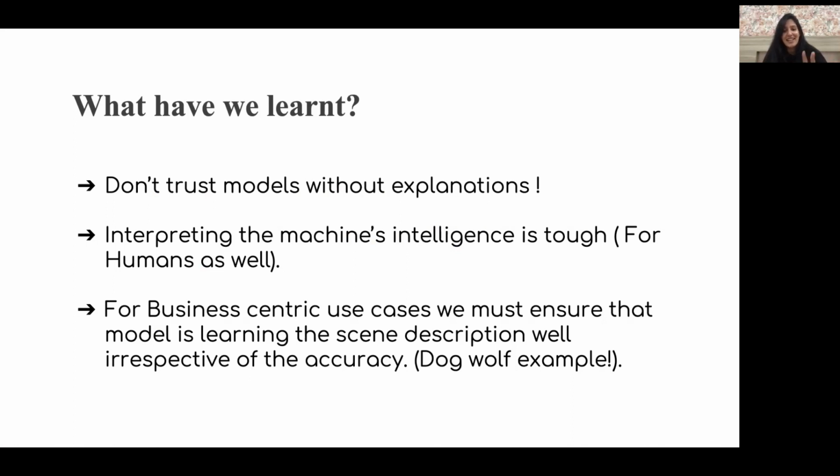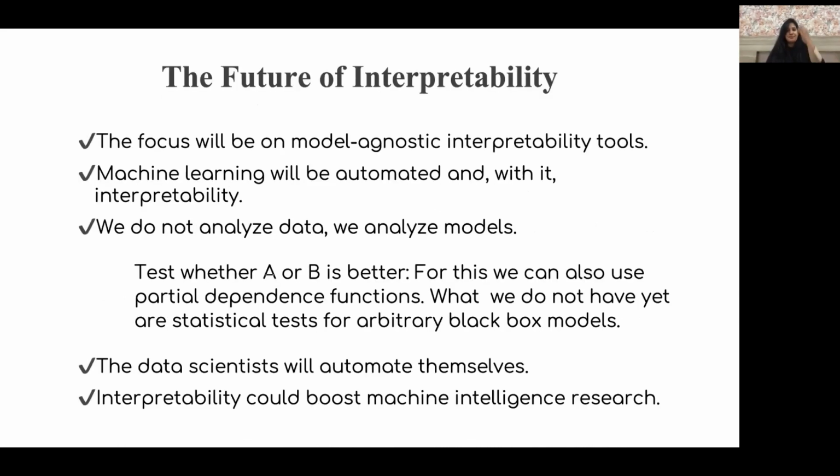Second thing is that interpreting the machine's intelligence is tough, at least for humans as well. Replicating that same logic for the machine is not that simple. We are moving close towards it, but we are still a little far. And the third and the most important thing is that for business-centric use cases, we must ensure that the model is learning the scene description well, irrespective of the accuracy. And that's where this trade-off of interpretability versus accuracy comes in. Recalling the dog wolf example once again.